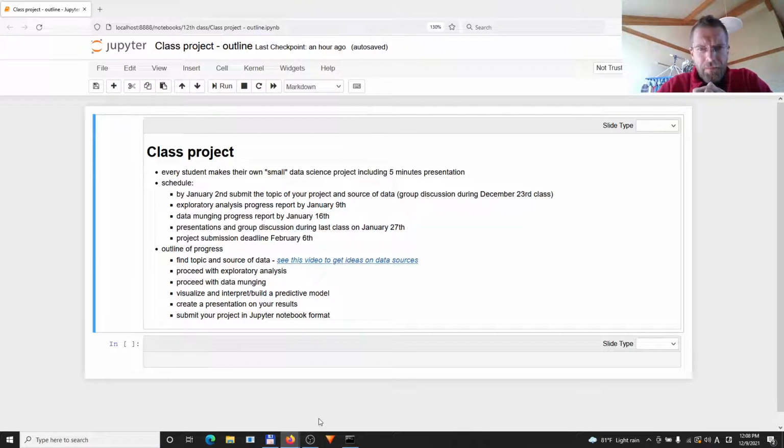Then, after this class, you're going to have time until January 2nd when you have to submit the topic of your project and a source of the data that you're going to get. That's another important thing: you might have an idea what kind of project you want to do, but you don't know where to take data. And without data, there is no data science project. So for this reason, we can also discuss that during the class time on December 23rd. But I have also put here a link to this quite nice video. It's about 40 minutes where it is discussed where you can, for example, get the data.